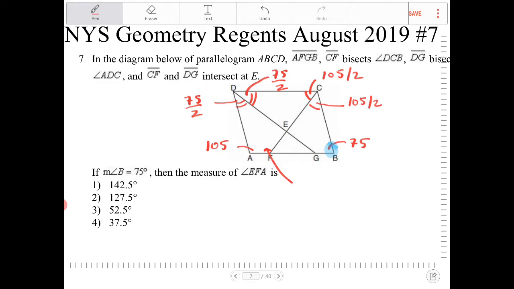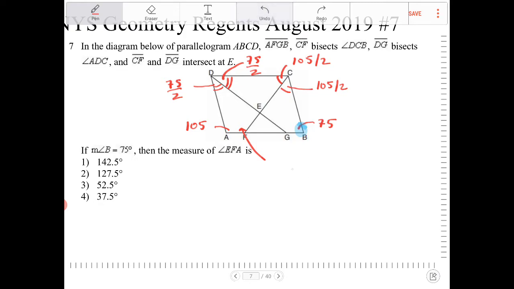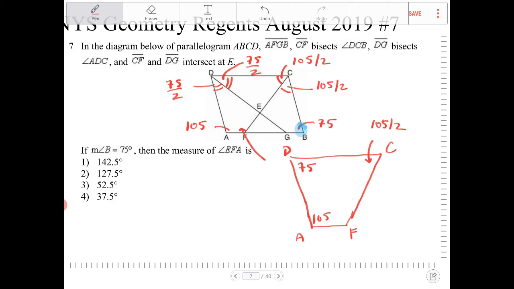So looking at this now, if I take a look at this quadrilateral, let me try to draw it better. If I look at this quadrilateral here and ignore everything else, I have D, C, F, A, right? I know that angle ADC is supposed to be 75. I know that angle DCF is supposed to be 105 over 2. And I know angle A is 105. Angle EFA is also the same thing as CFA. I want to call that X.